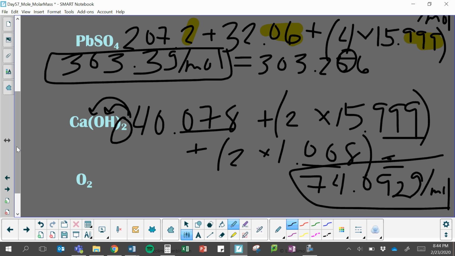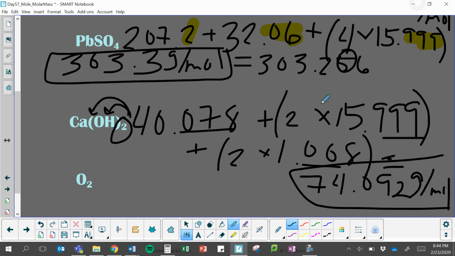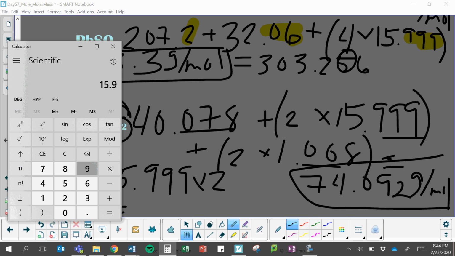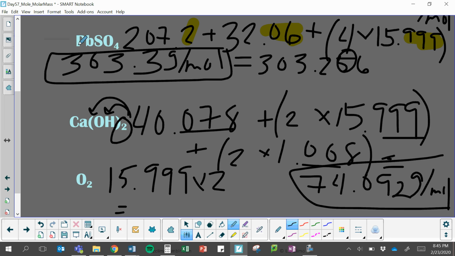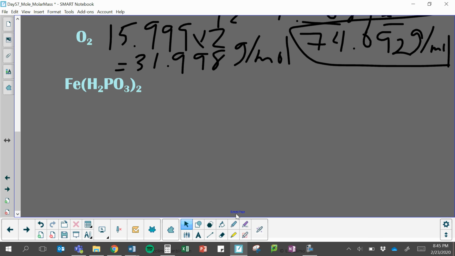And then the last one we're going to try is O2, so that's just oxygen, and we have 2 of them, so 15.999 times 2. 31.998 grams per mole. Okay, we'll try one more, so you can pause the video and try this one out.